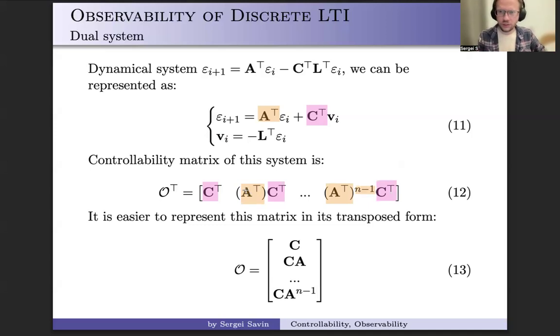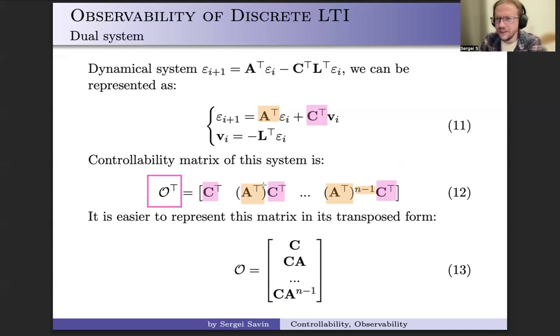So I just use the definition of controllability. Remember, B, AB, AAB, A cubed B, A fourth power B, and so on, right? That is the controllability matrix. So equation 12 is the definition. But in equation 12, you can see a lot of transposes. So we define this matrix as a transpose of the observability matrix.